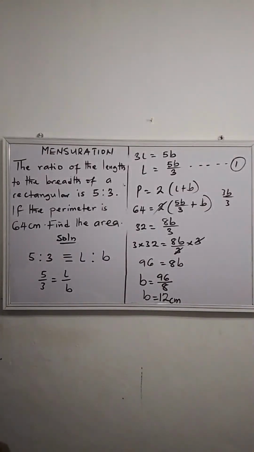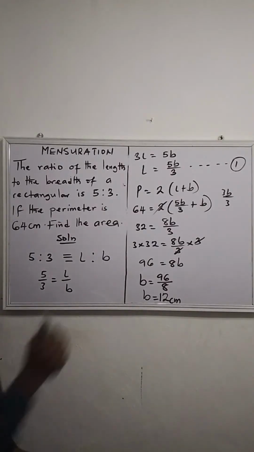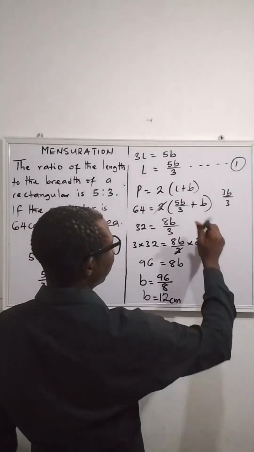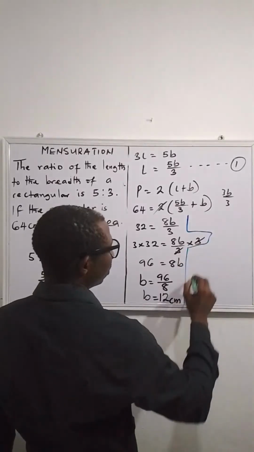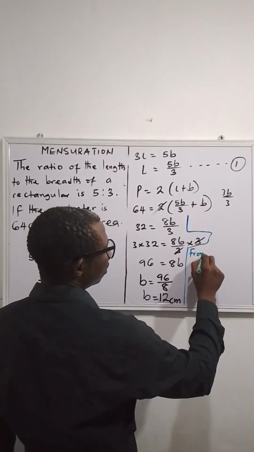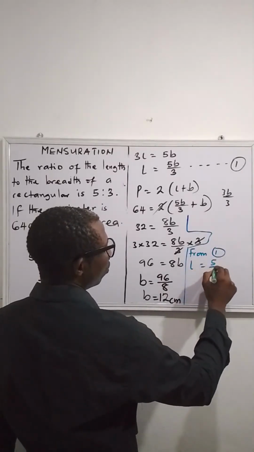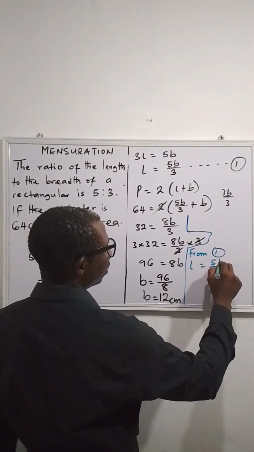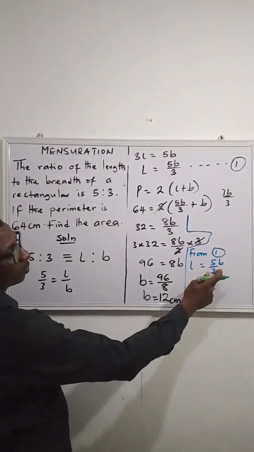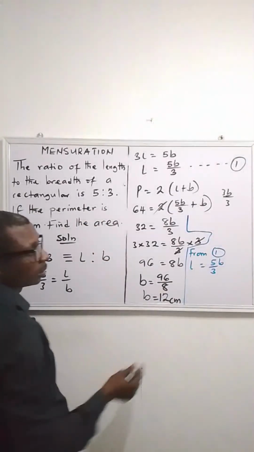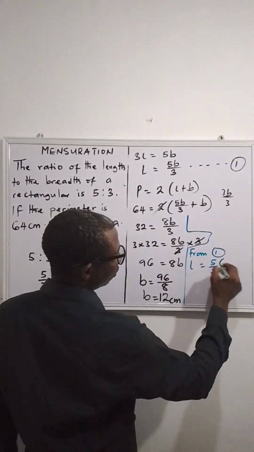Can we get the length? Look at the expression for length on equation 1. So from 1, we have L equals 5 over 3 B. Now, in place of B, we can plug in 12. So we have 12.